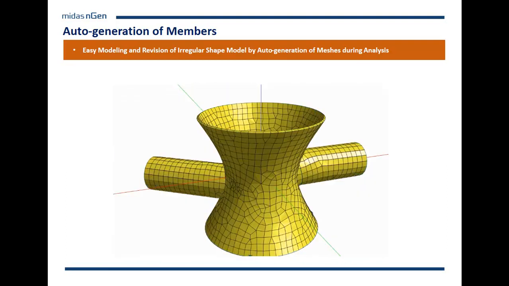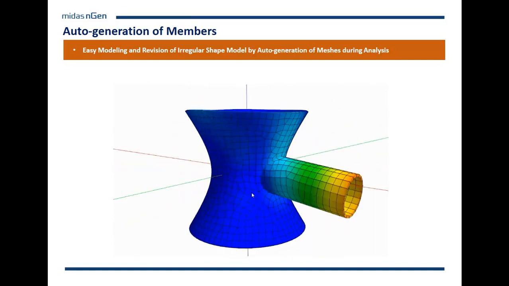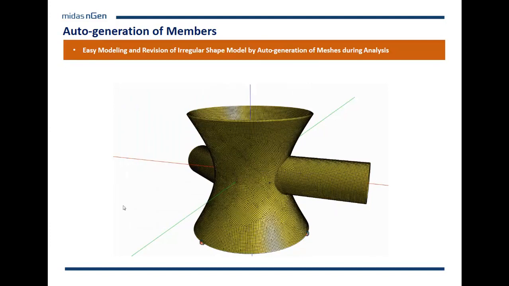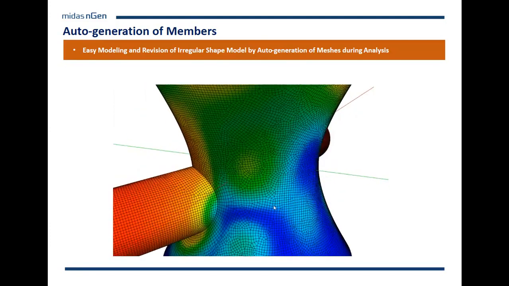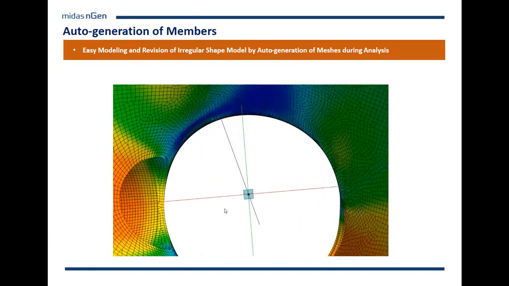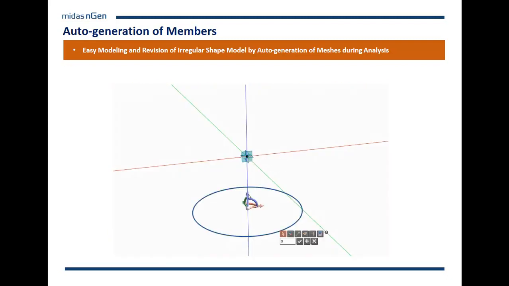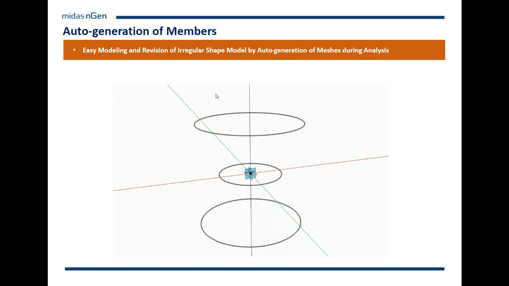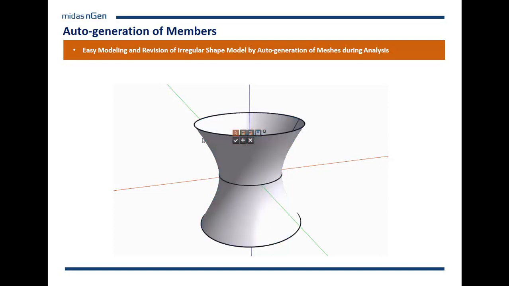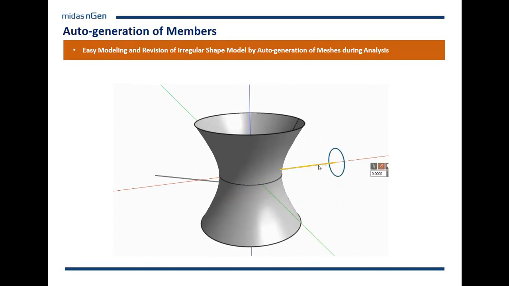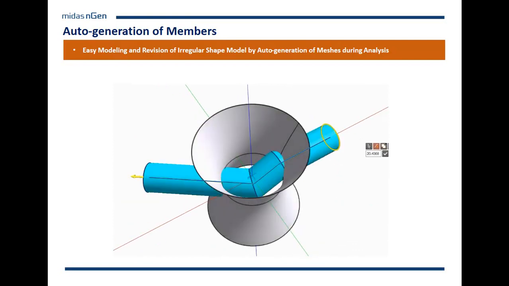So for example, for this structure, you can model the geometry using the extrude as well as the Boolean command, and then you can auto generate the members and the program will perform the meshing for you. You can just change the meshing size and the program will change the analysis results accordingly. So the finer the meshing, the more accurate the results will be.